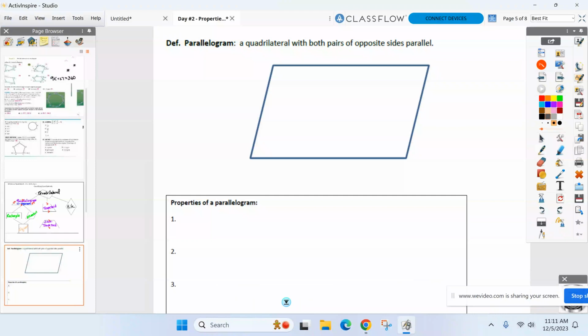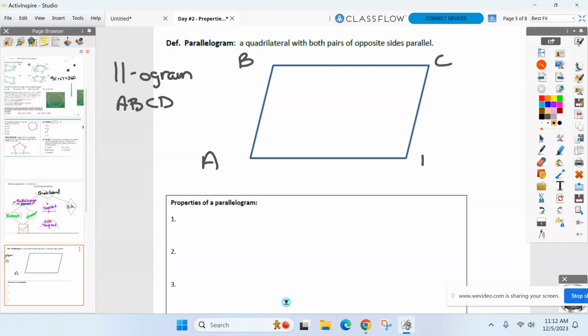So if I'm going to call this parallelogram ABCD, the order now matters. Here is what I mean by the order matters. Put A on any vertex you want. Where we start doesn't matter. But from here, we now have to label the rest of the parallelogram clockwise or counterclockwise. We cannot skip diagonally. We need to label this either clockwise or counterclockwise. It's up to you, but we cannot do it diagonally. So A, B, C, D.